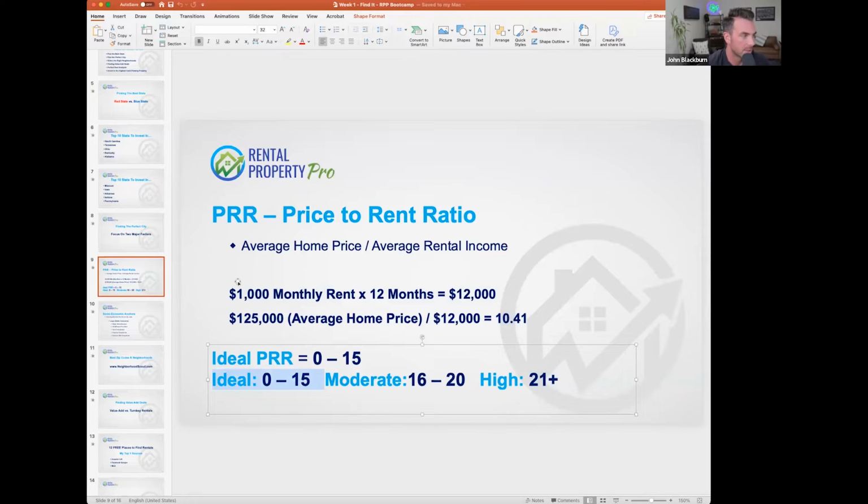So for me, price to rent ratio is my first indicator of, hey, can I cash flow in this market, right? And if the answer is yes, great.